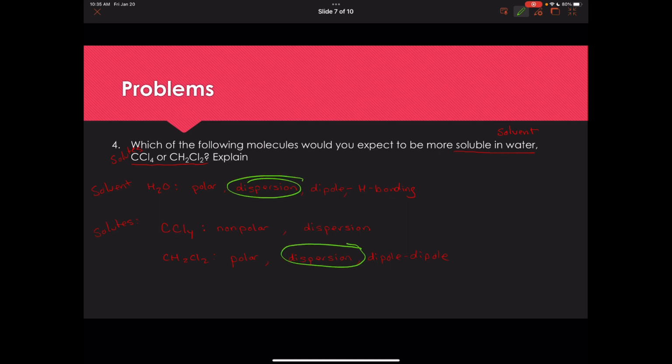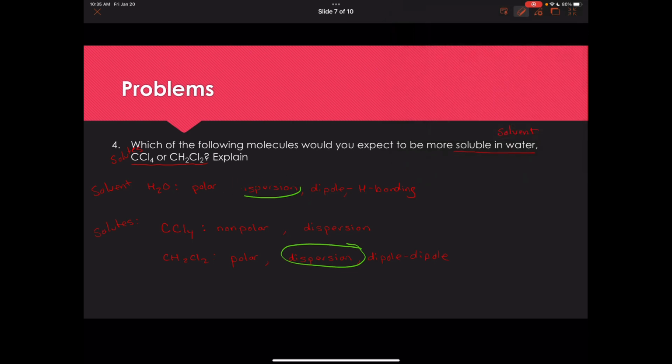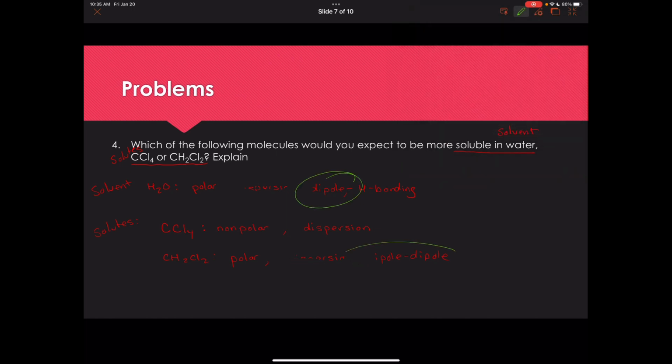to the CH2Cl2. And that common force is going to be the dipole force. So dipole-dipole. Even though water can hydrogen bond, it's a very small molecule. The dipole-dipole is going to be strong enough of an attraction that it will dissolve the CH2Cl2 in the water.